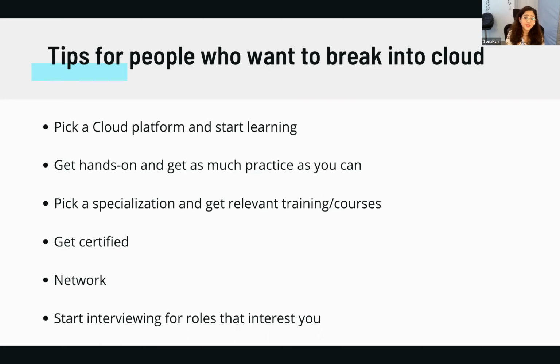Other than that, get certified. Getting a certification is letting the industry know that yes, you are a subject matter expert in the cloud domain. But with that being said, I want to make one thing very clear. Getting certified or getting a certification is not a prerequisite for working in cloud.